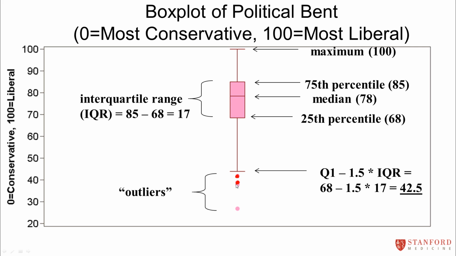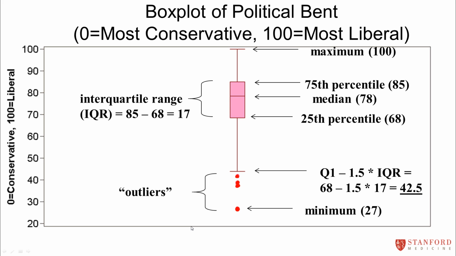Now, what do these outliers actually mean? There are 4 people here. Again, the lowest occurred at 27. So what do those outliers mean? That doesn't mean that those are data errors. There are no problems with the data. Those are real people, and that's probably really their political bent. So these, again, are not errors.